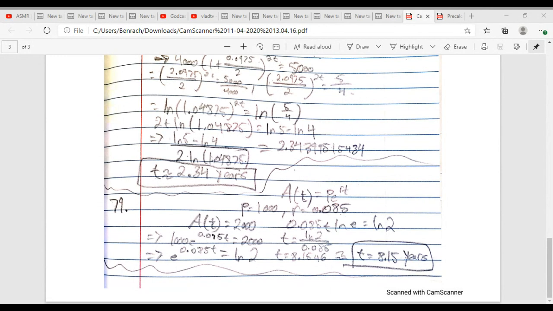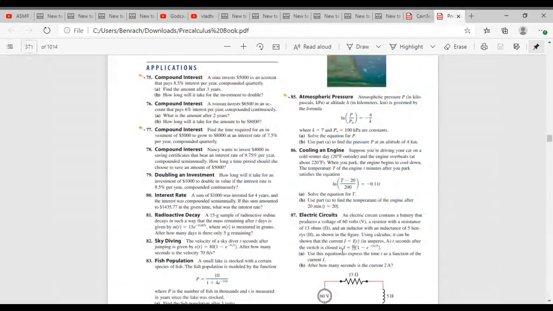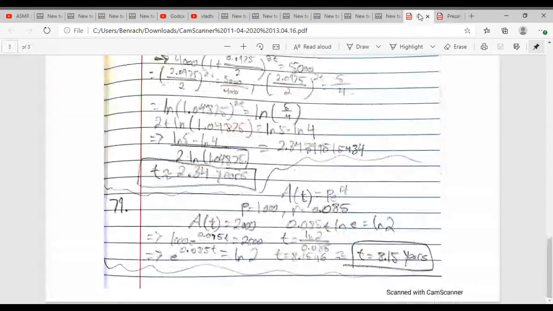Jeremy, can you remind us of the question itself? Sure. It says, doubling an investment. How long will it take for an investment of $1,000 to double in value if the interest rate is 8.5% per year, compounded continuously? Okay, great. Thank you. So I substituted everything, and then I divided by 0.085 on both sides, and eventually I got 8.15 years, rounded to 2 decimals.